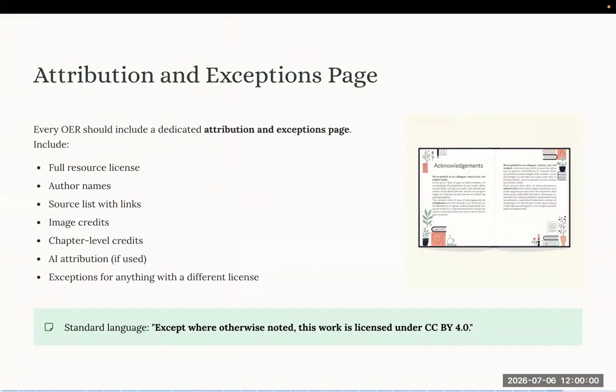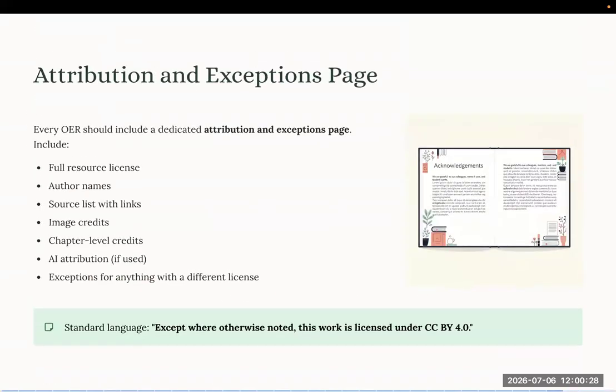Attributions and exception pages. Make sure that your OER includes dedicated attribution and exception pages. You want to have a full list of all your licenses, author names, sources that you used, and image credits. Some people do this at the end of every page. Some like to do it at the end of every chapter. Some like to do it for the full book. I recommend at least at the end of each page and having it for the entire book.